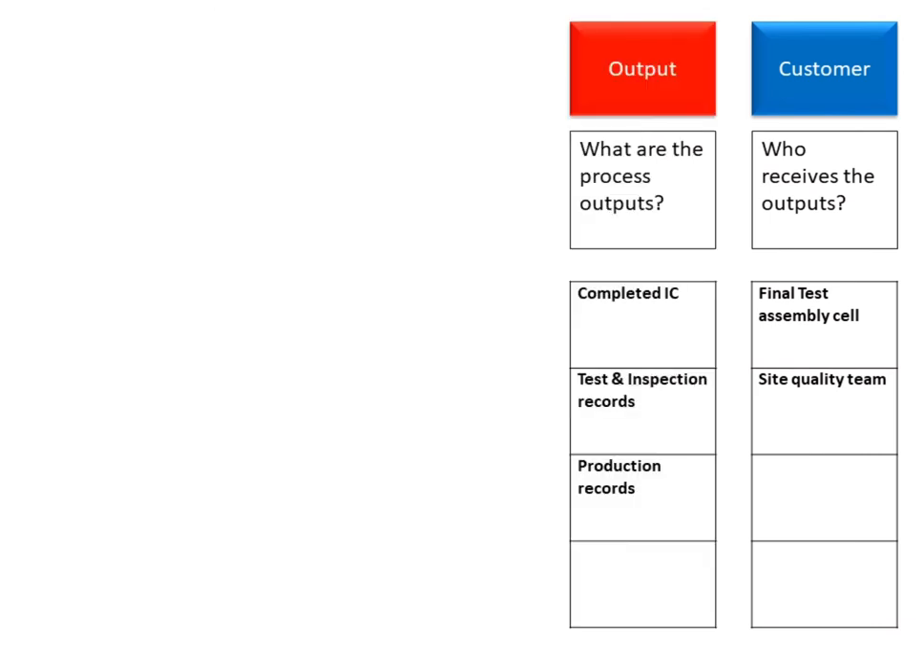In the customer column, list the internal and external customers who will receive your various process outputs. These don't have to be the literal customers. If you are working on a diagram for an internal process, the customers are the final test assembly cell and the site quality team. In the output column, write down the 3 or more main outputs. For example, completed IC, test and inspection records, and production records.